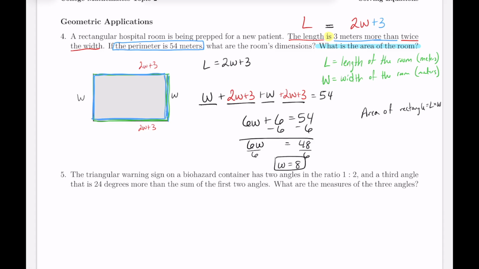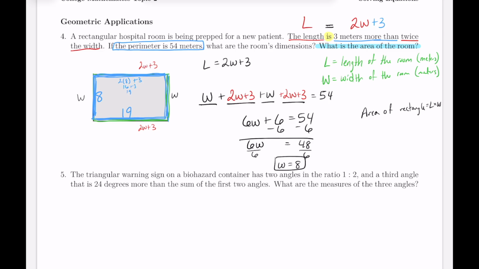That's all. See, I know the width. My width is 8. What I need to know is the length. Well, this is going to be 2 times 8 plus 3. That's going to be 16 plus 3, or 19. There we go. So this particular hospital room is actually 8 meters by 19 meters. It's a very big hospital room.